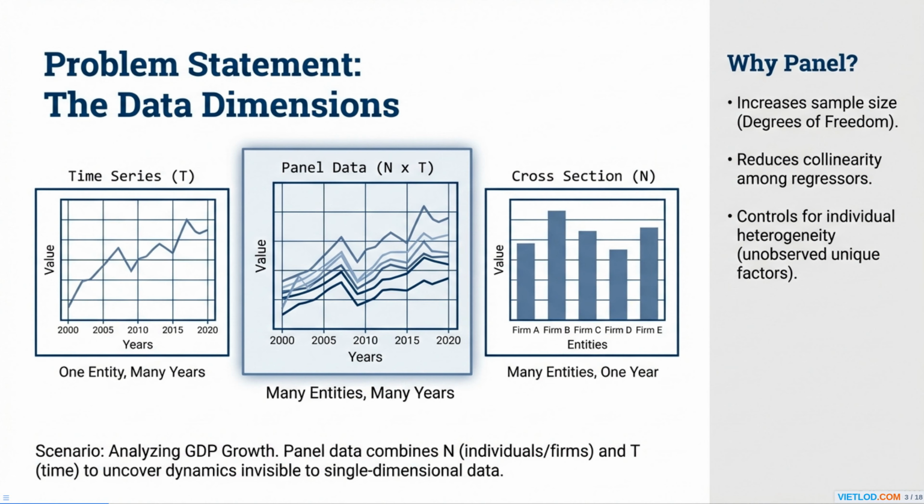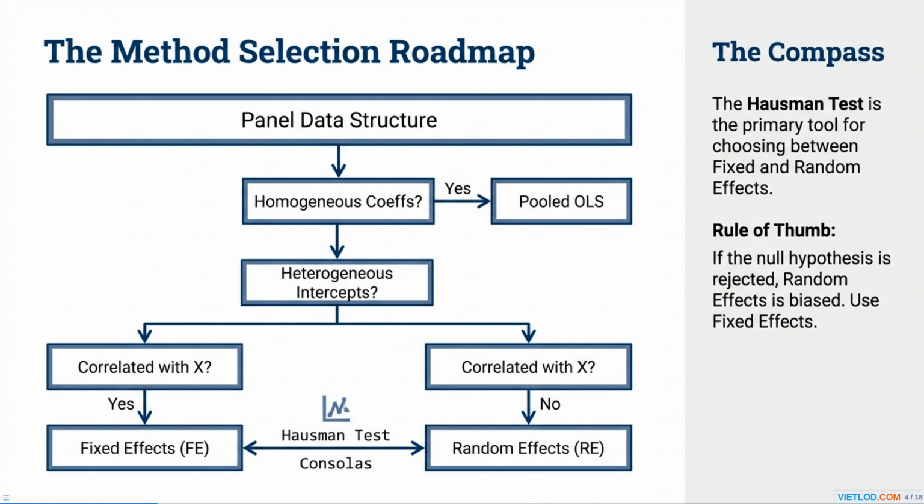On the right, we outline why panel data is so valuable. It significantly increases the sample size and thus degrees of freedom, which enhances statistical power. It also effectively reduces collinearity among regressors, leading to more robust models. Crucially, panel data allows us to control for individual heterogeneity, accounting for unobserved unique factors that might otherwise bias our results. For example, in analyzing GDP growth, panel data combines information from multiple individuals or firms N over several time periods T to uncover dynamics that are invisible in single-dimensional data.